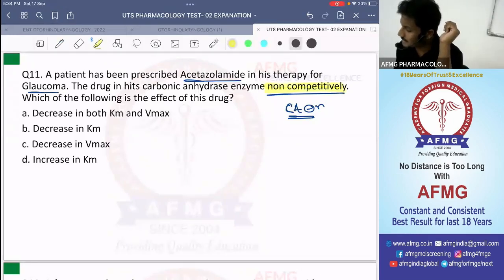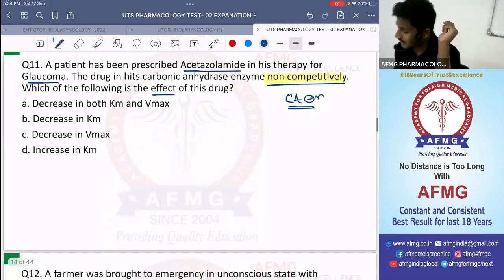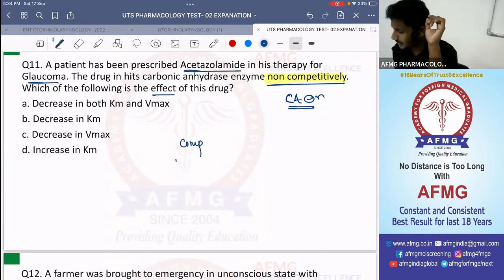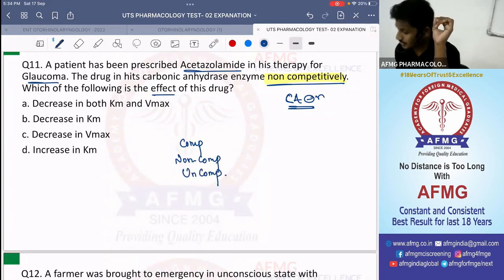There are three types of enzyme inhibition usually. Which of the following is the effect of this drug now? So there are three types of enzyme inhibition or drug inhibition. First and most important is competitive inhibition. Second is non-competitive inhibition, and third is uncompetitive inhibition. What happens in competitive inhibition usually?